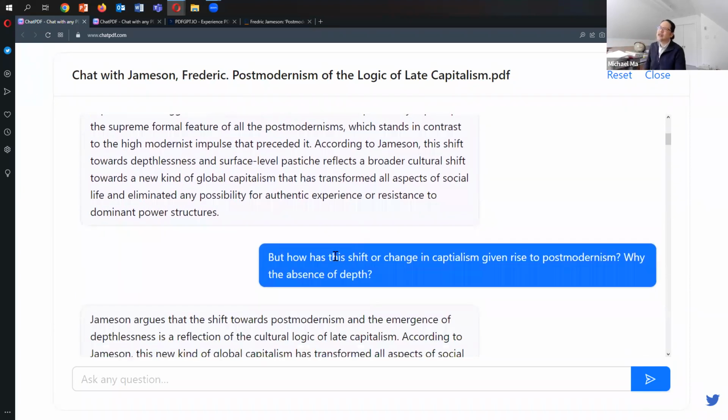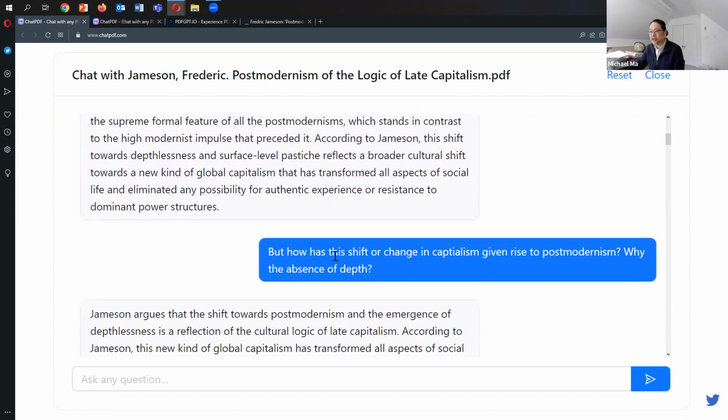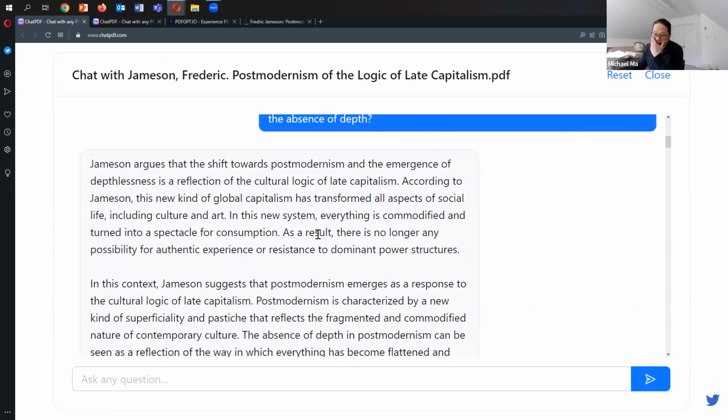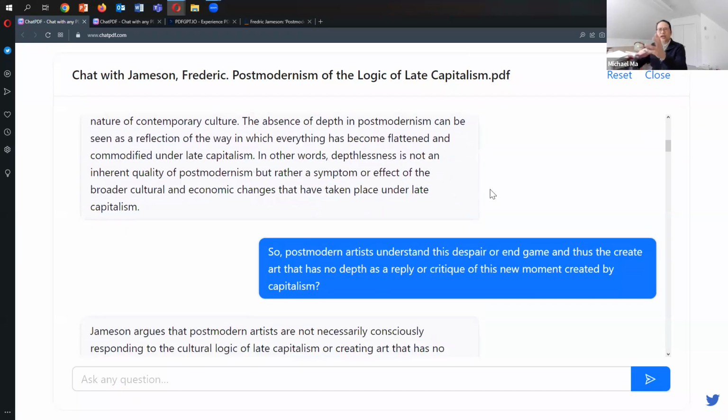So then I say, but how has this shift or change in capitalism given rise to postmodernism? Why the absence of depth? I'm trying to push it. And then it responds, Jameson argues that the shift towards postmodernism and the emergence of depthlessness is a reflection of the cultural logic of late capitalism. So it brings out the main thesis of the text. According to Jameson, this new kind of global capitalism has transformed all aspects of social life, including culture and art, and so on and so forth. Yeah, that's good.